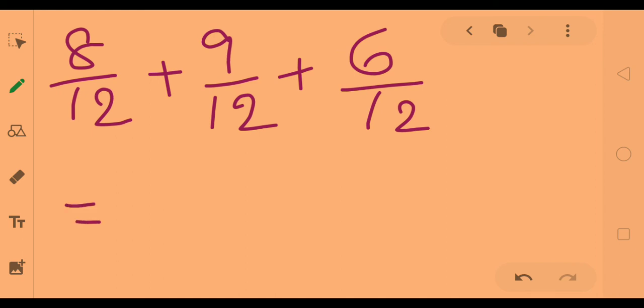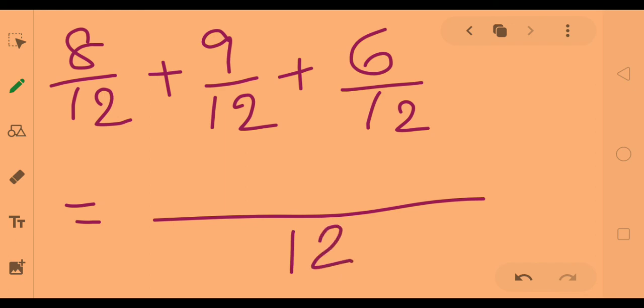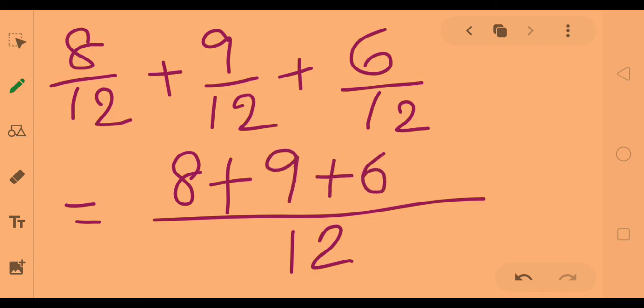Now it is very easy. Since they are like fractions, we copy down the denominator as it is, that is 12. Then we add the numerators: 8 plus 9 plus 6. 8 plus 9 is 17, 17 plus 6 is 23. So the final answer is 23 by 12.